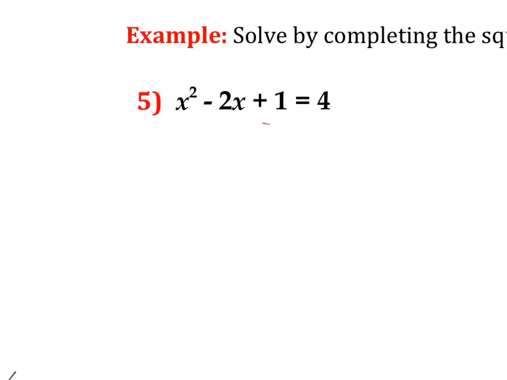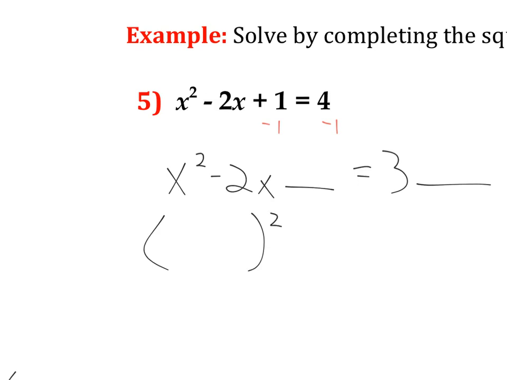All right, number 5, I'm going to move the 1 to the other side. So we have x squared minus 2x, blank space, equals 3. 4 minus 1 is 3, blank space. And now we're doing our completing the square process. Half of negative 2 is going to be a negative 1. And then squared that is a positive 1. So plus 1, plus 1. In the parentheses here, we'll have x minus 1, because remember, half of negative 2 is negative 1, equals 3 plus 1, which is 4.